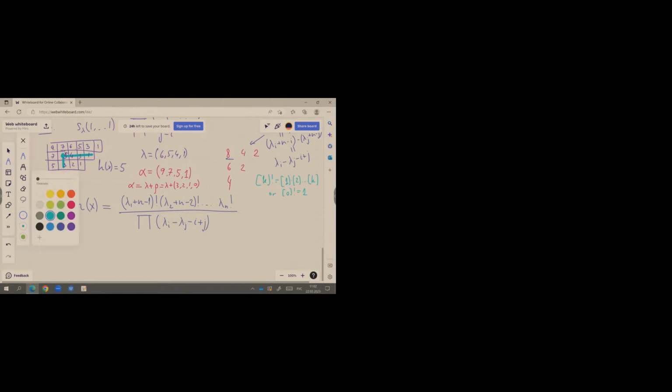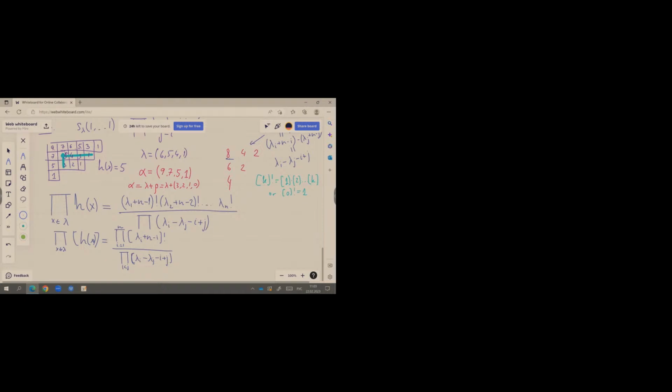So the product of h of x, x in lambda, is equal to the product for i from 1 to n of lambda i plus n minus i factorial, divided by the product for i less than j of lambda i, these are square brackets, sorry, minus lambda j minus i plus j. Right, so this is the product of hook lengths.